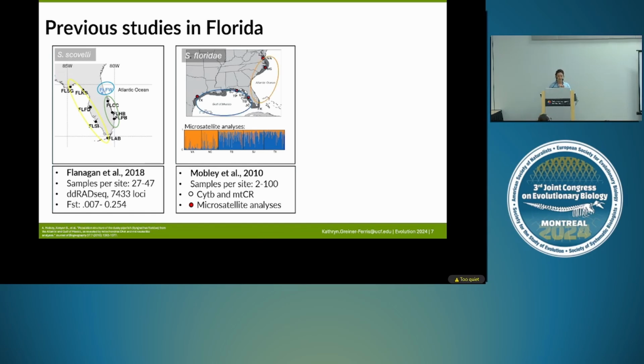However, for both data sets, they found a similar pattern of significant structuring between ocean basins. But note that for the Atlantic Basin, the way they looked at that was just looking at the furthest populations from Florida, as you would possibly get, North Carolina and Virginia.